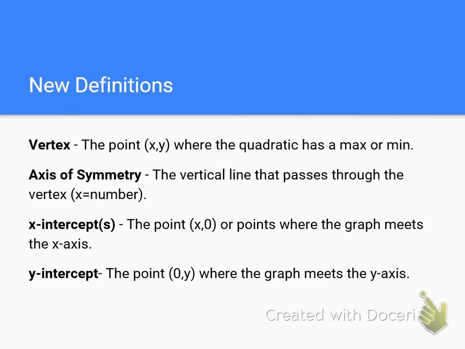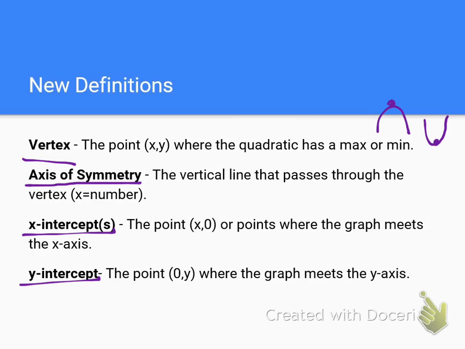Alright, so these are the new definitions. Okay, we have vertex, axis of symmetry, x-intercepts, and y-intercept. So the vertex is going to be the point. It's an ordered pair where the quadratic has a max or a min. So it's going to be the bottom of the U or the top of the U. Okay, that's where your vertex occurs.